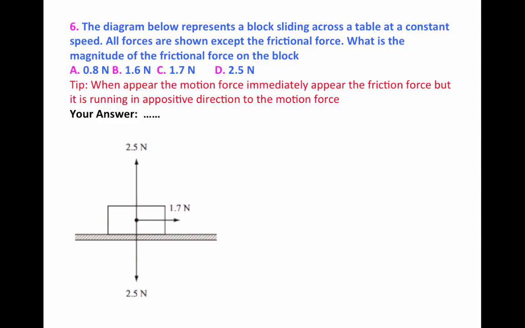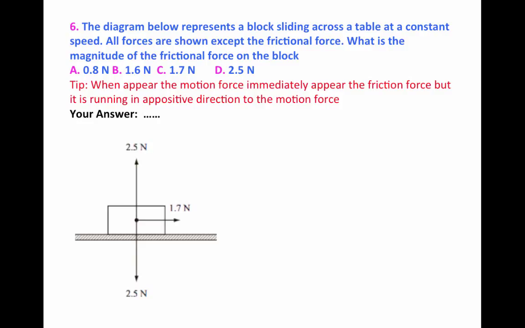Question number 6. The diagram below represents a block sliding across a table at a constant speed. All forces are shown except the frictional force. What is the magnitude of the frictional force on the block? A. 0.8 newtons. B. 1.6 newtons. C. 1.7 newtons. D. 2.5 newtons.